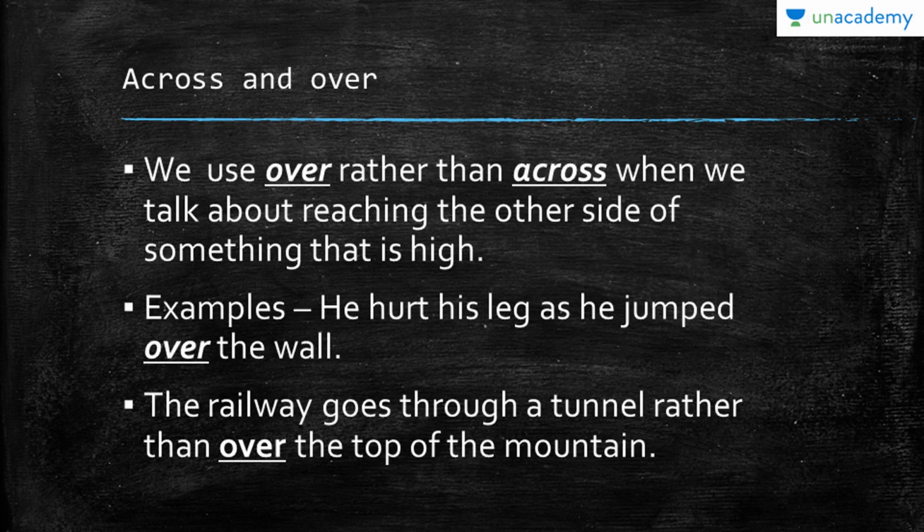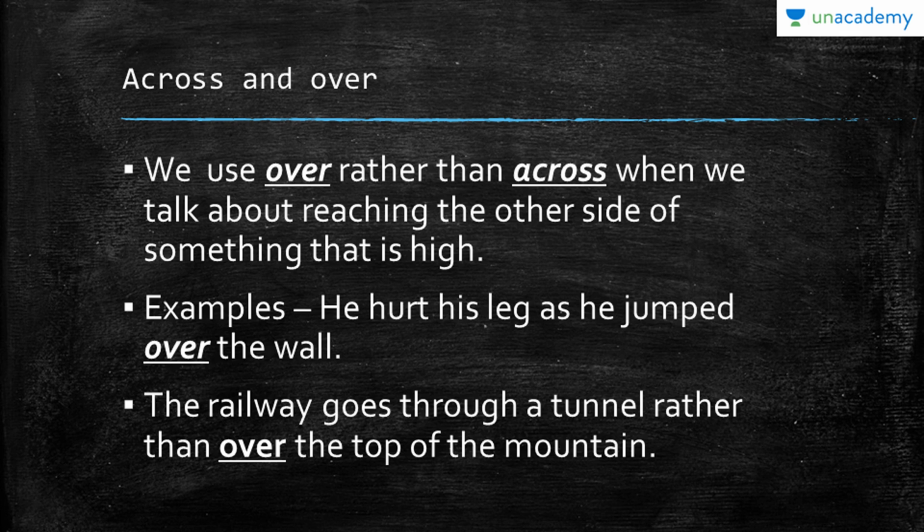Moving on, across and over. We use over rather than across when we talk about reaching the other side of something that is high, the thing that I just told you. Like we talked about in the previous example, if there is a fence that is high, in order to cross that border, that is the fence, one has to cross over it. So there, over will be used instead of across.